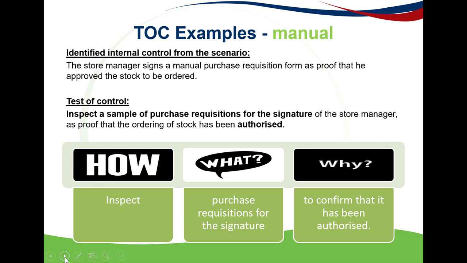If we look at a manual internal control, the following internal control was identified from the scenario. The store manager signs a manual purchase requisition form as proof that he approved the stock to be ordered. Okay, so the test of control, what will be the how? It will be inspect. Because we have a document, so we inspect a document. We don't re-perform a document, we don't observe a document, and we don't inquire a document. Inspect the purchase requisitions for the signature, so the what, so tell me what are you inspecting, and specifically on that document, the signature, and why are you doing this, is to confirm that it has been authorized.